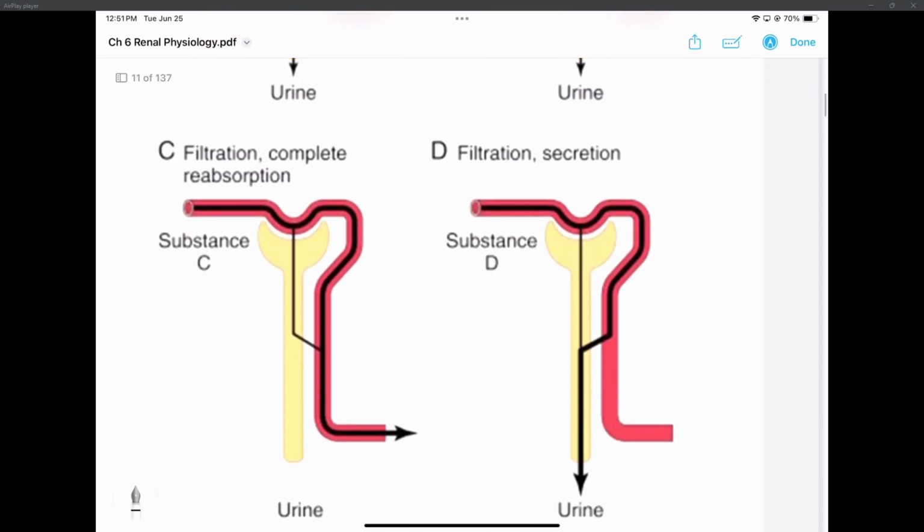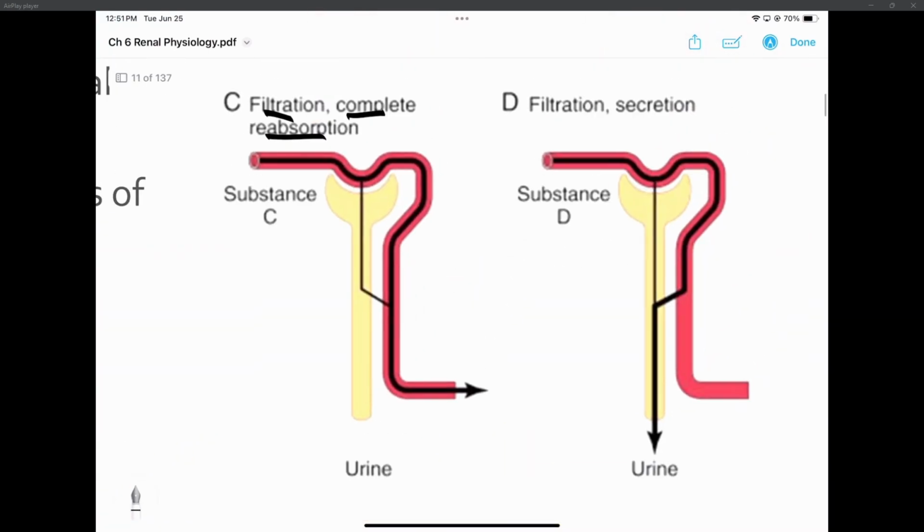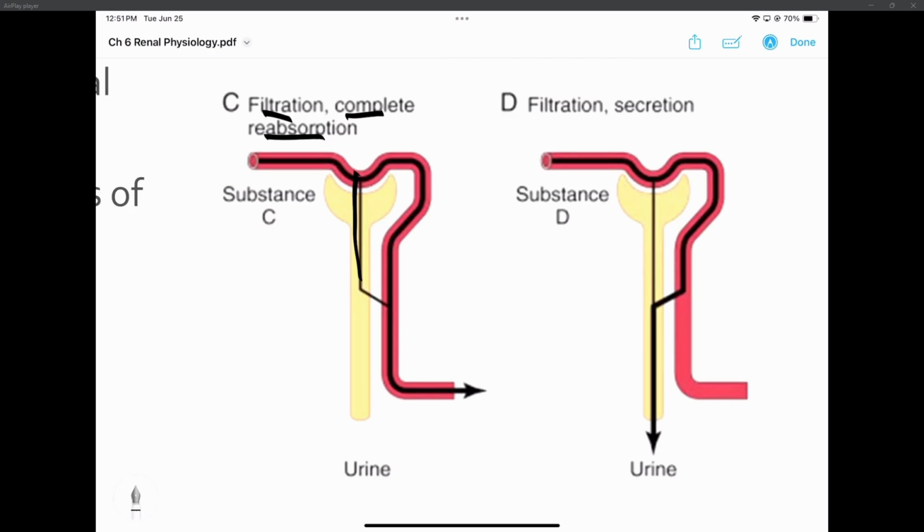You also can have filtration with complete reabsorption. So we filter, the substance comes into the filtrate, but because we have complete reabsorption, everything gets reabsorbed and nothing comes out in the urine. That's complete reabsorption. When you use the word reabsorption, does that mean it's the first time we're getting this in or the second time? Second time, we're reabsorbing it.